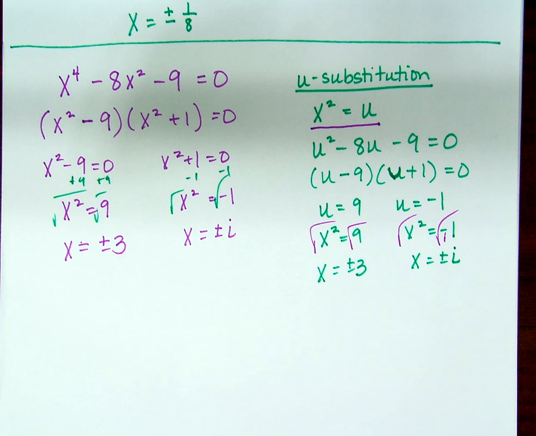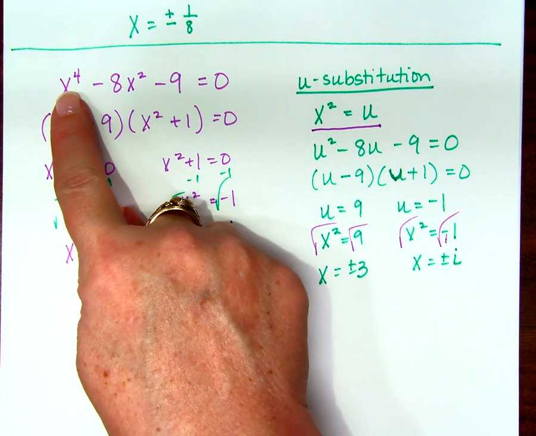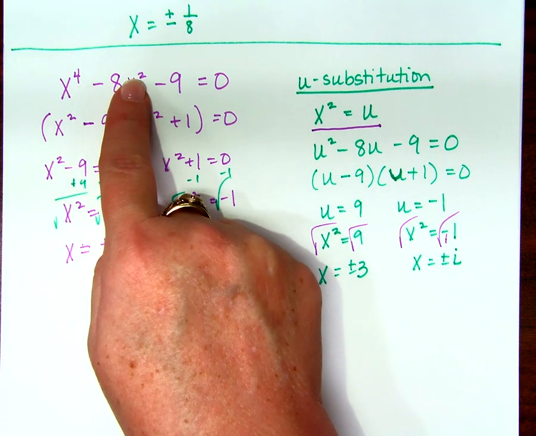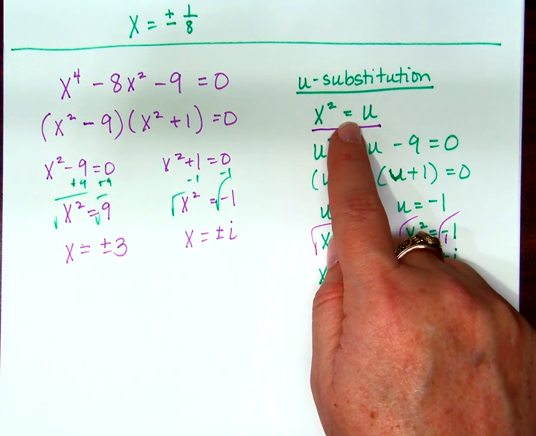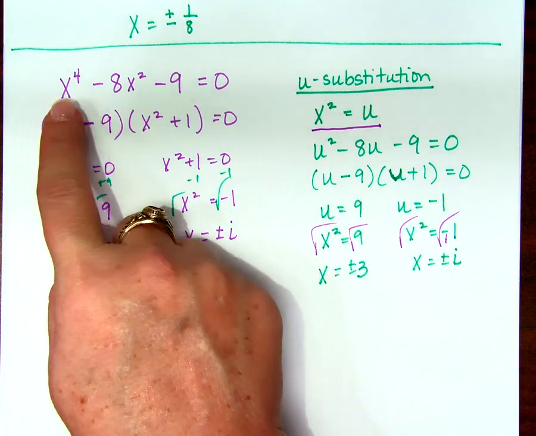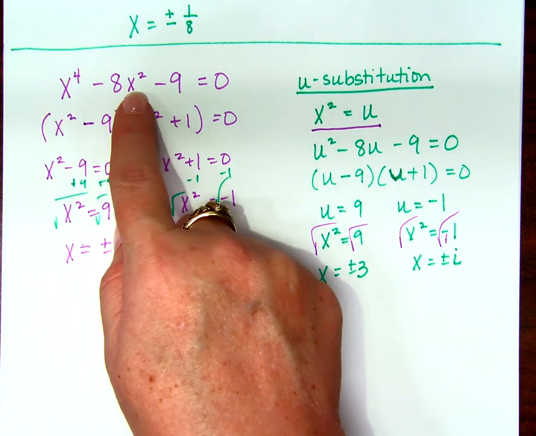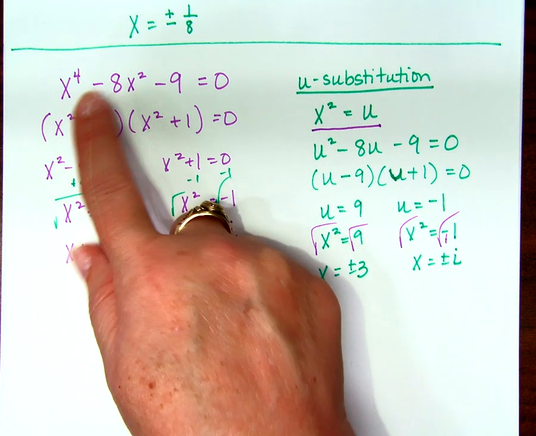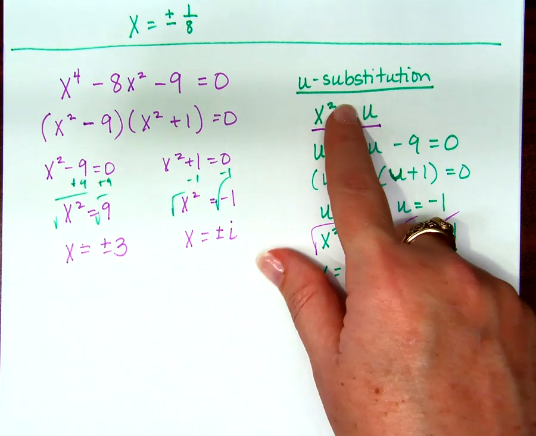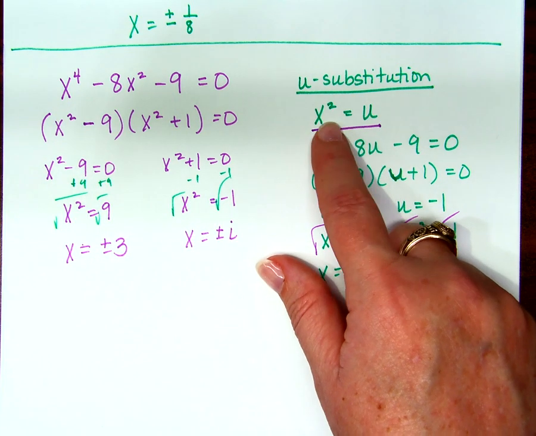Do you see the difference? So if this was an x to the 9th and this was x to the 6th, what would we want our U to equal? How about x to the 8th and x to the 4th? I would want the U to equal x to the 4th, right?